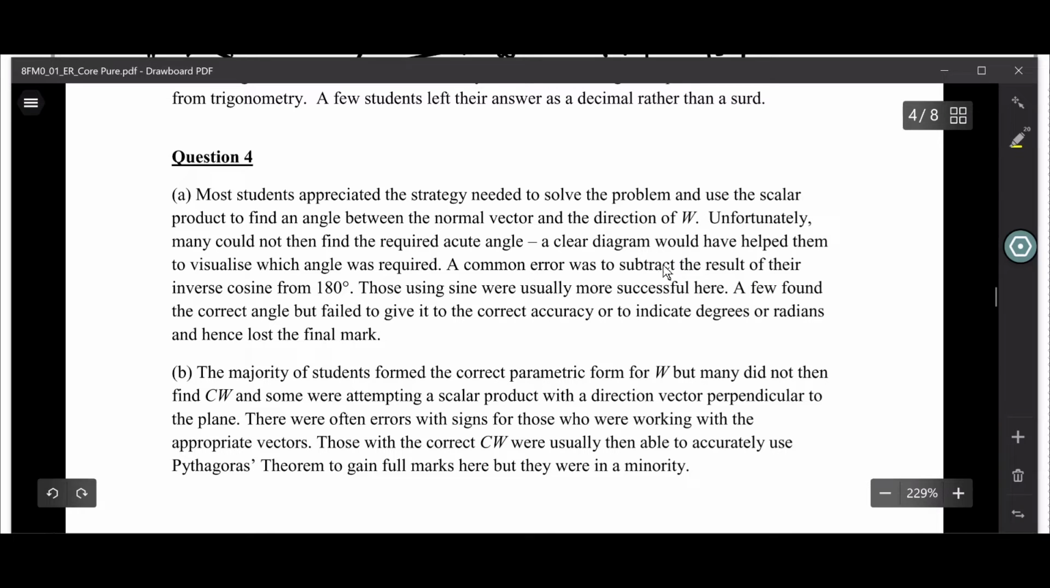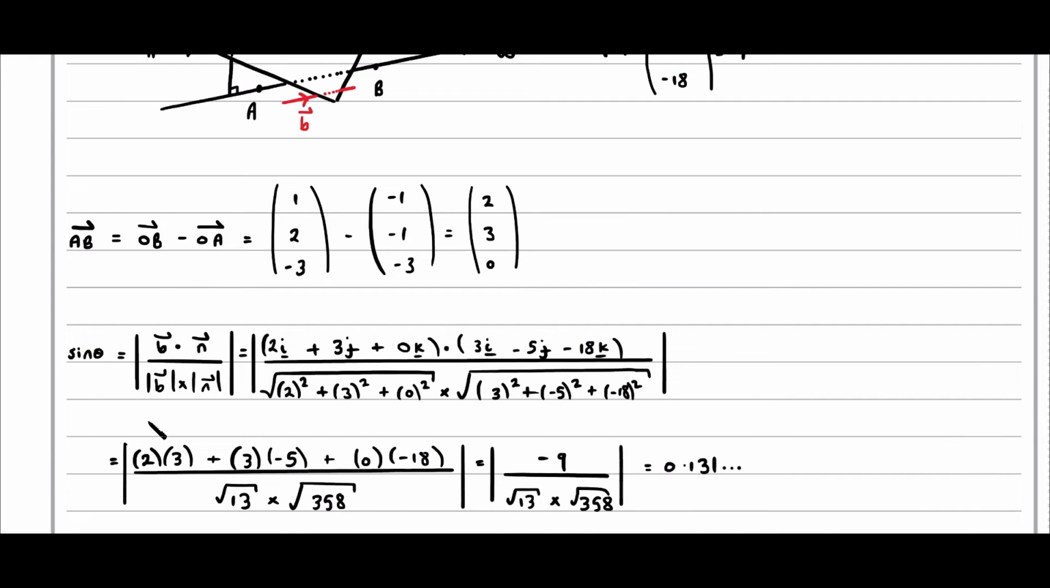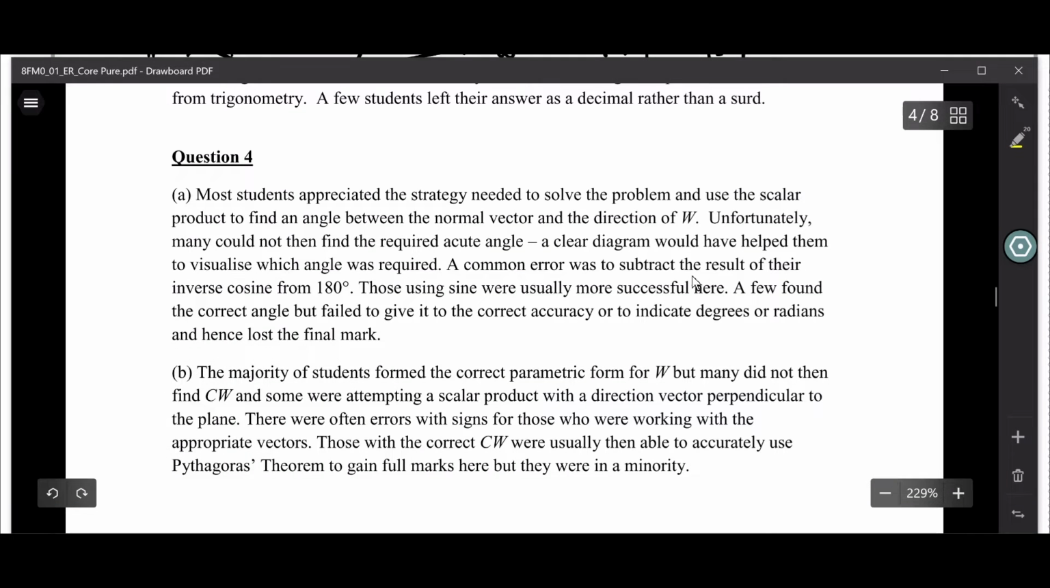A common error was to subtract the result of their inverse cosine from 180. Remember, we want the acute angle. Those using sine were usually more successful. I think this formula is actually in the textbook, so stick with this textbook formula over here. What else has been said?